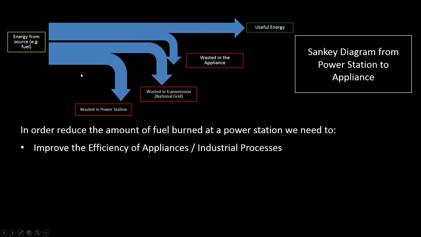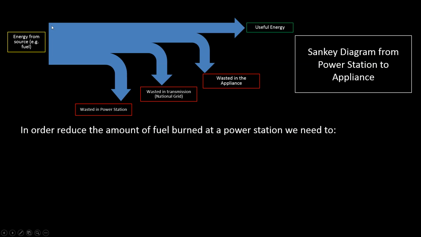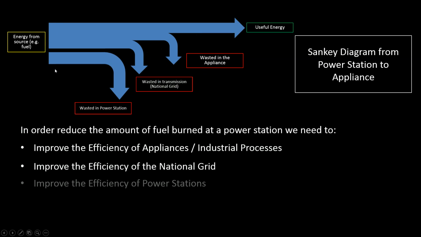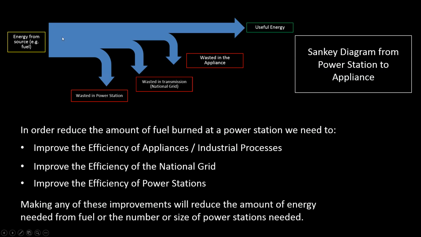Okay, if we go back just for a second, look at the width of the energy arrow in here. Right, it's quite wide, and then we go forward again, and we've reduced the width of the energy arrow that we're putting in here. That means less fuel burned. So making any of these three improvements will reduce the amount of energy needed from fuel or the number or size of power stations needed.